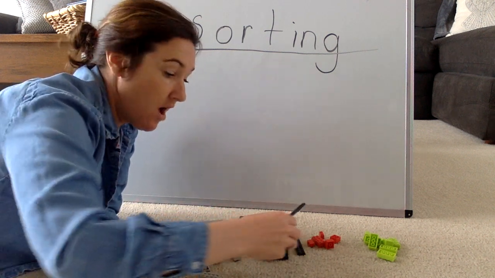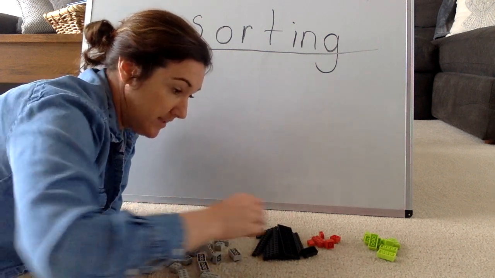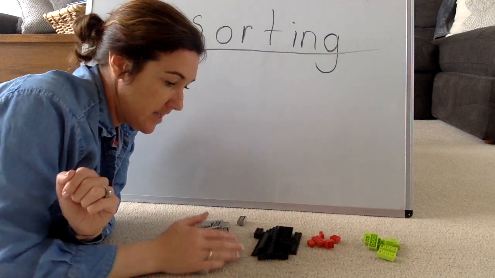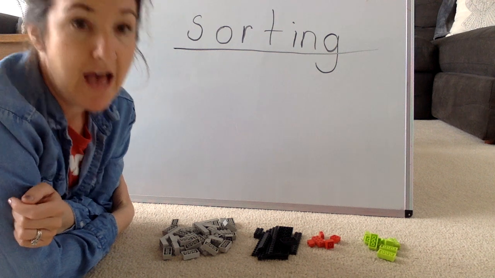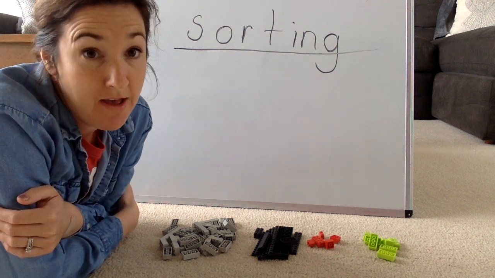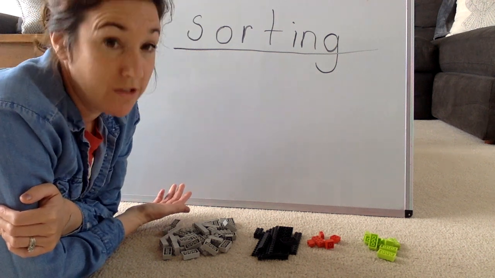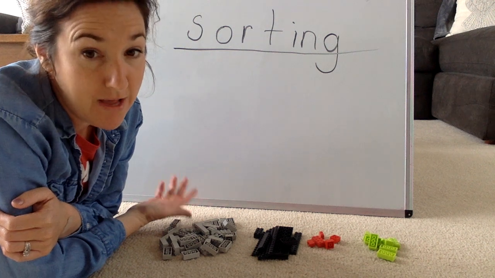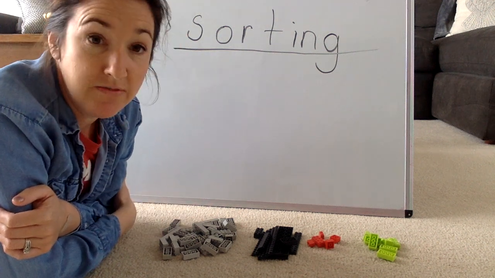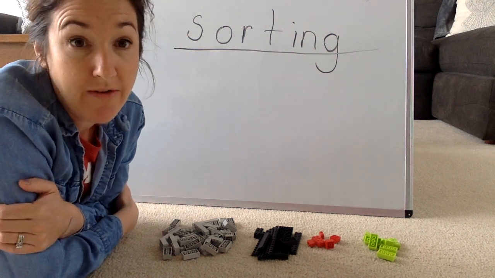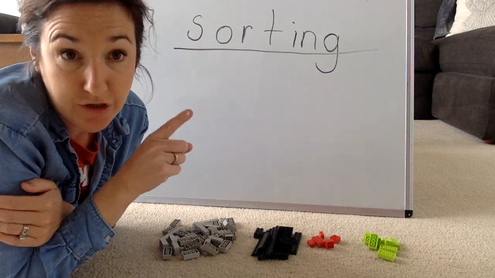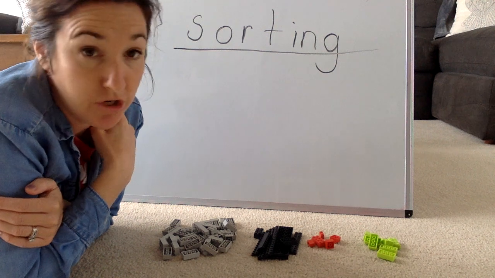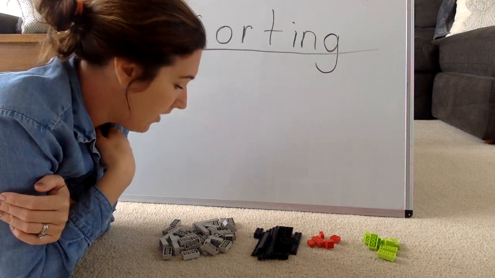And as you can see, these Legos are different shapes and different sizes. So I could have sorted by size. I could have sorted by shape. I chose to sort by color. But for right now, this is fine. But you can pick however you want to sort your objects. But you pick one attribute. So I chose color.